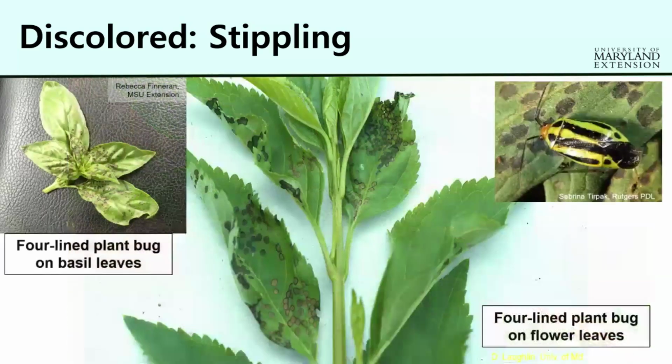And then we have stippling of our four-lined plant bug. They have bigger stipples. Pretty common on our herbs. We can also find this type of stippling on our basil as well.